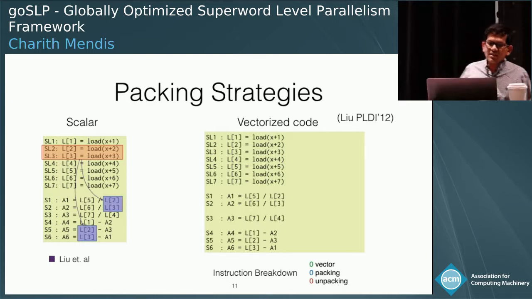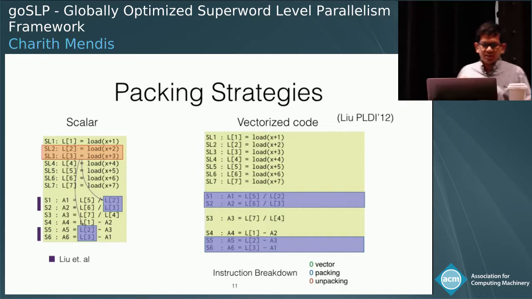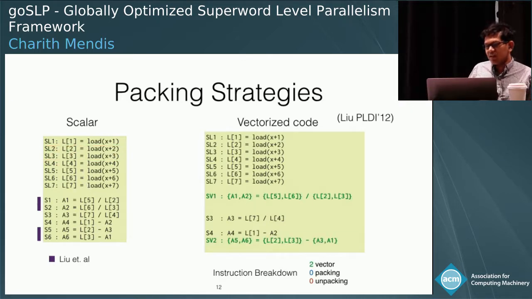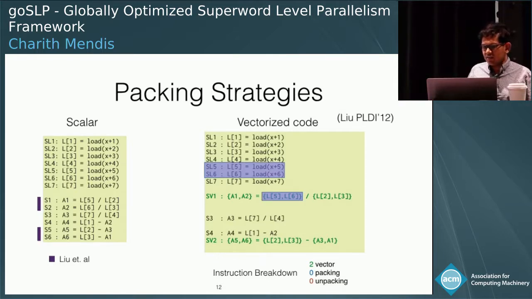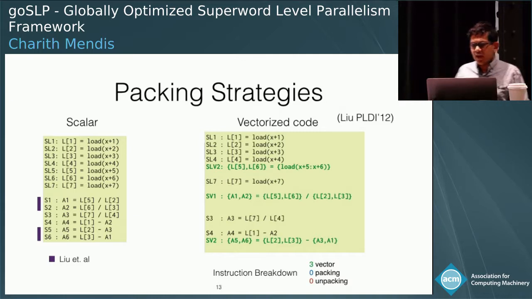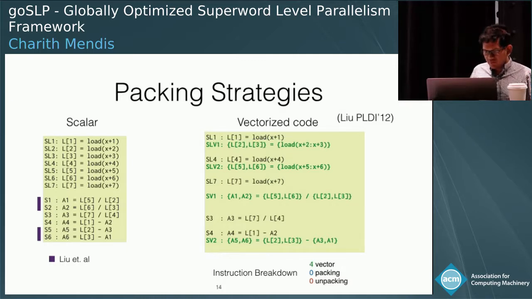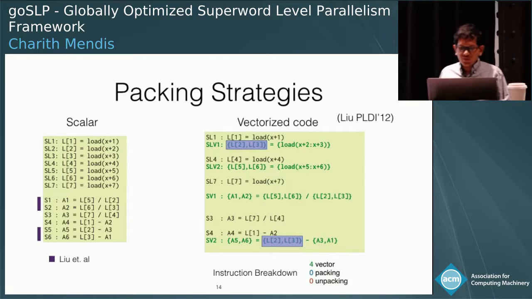So in essence, they start off by vectorizing S1, S2, and S5, S6. And next, you go through its operands and recursively try to vectorize them. So if you go to statement 1, these loads L5 and L6 are vectorizable. So you vectorize that first. And then you go to the second operand, L2 and L3, which is again vectorizable. And then you move on to the already packed statement SV2. Here, loads L2, L3 are already vectorized, so you don't have to do anything.